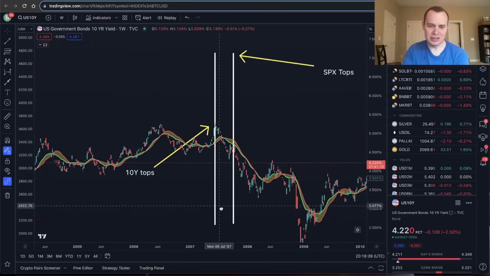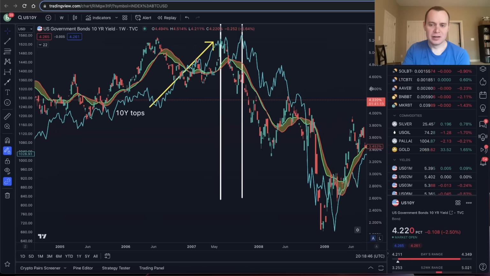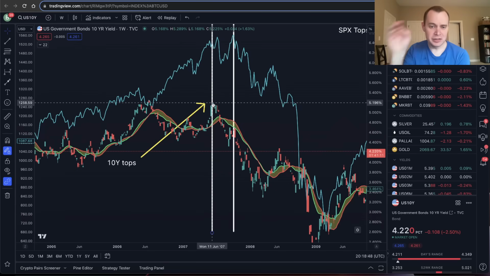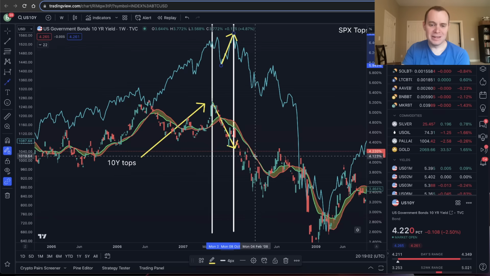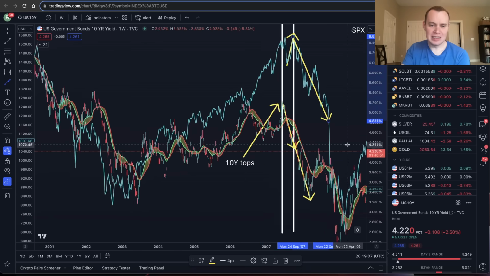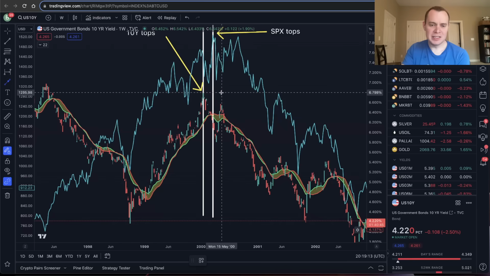If you go look at the last two recessions, you can see here the 10-year topped in June of 2007. And then the S&P topped in October of 2007. So initially, while the 10-year was going down, the S&P got a rally. But then eventually, as the 10-year continued to go down, the S&P eventually followed. It's the same thing in the dot-com crash. Right here, you can see that the 10-year topped in January. For a little bit, the S&P rallied into March.